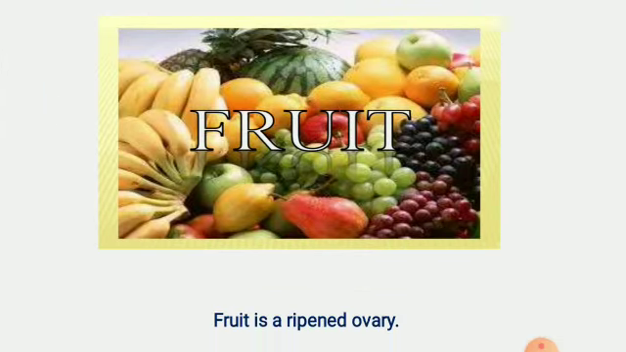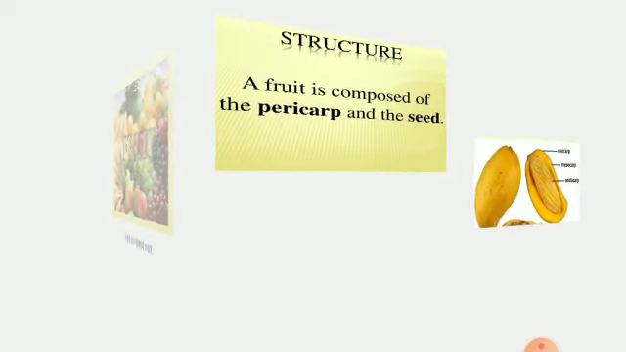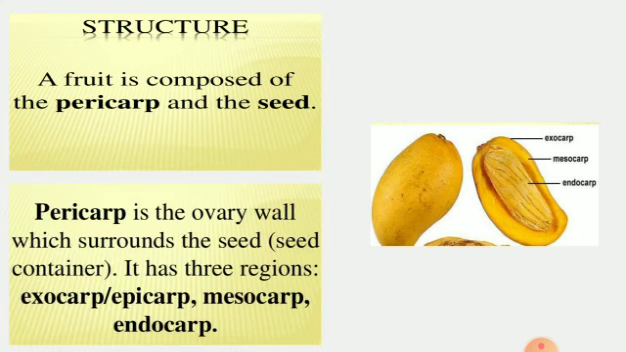Fruit. Fruit is a ripened ovary. A fruit consists of two parts, the pericarp and the seed. Pericarp is the outer fleshy part which surrounds the seed. It further comprises of three parts: epicarp or exocarp, mesocarp, and endocarp.